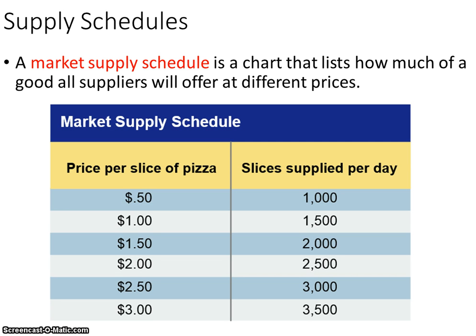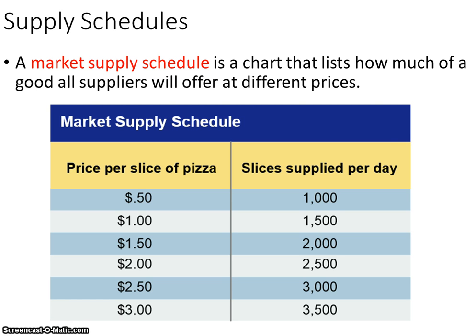This supply schedule is an example of pizza. If you notice, at each individual price, the quantity supplied changes. At 50 cents, quantity supplied is 1,000 slices of pizza per day. But as price starts to increase up to $3, more pizza production is used and more people are joining the market. So quantity supply goes up.